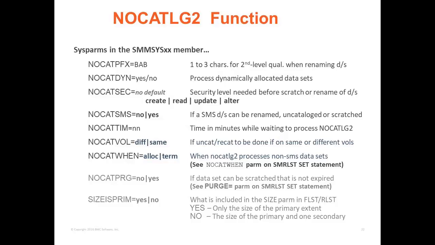No-cat time can be used to extend the time frame of the recovery. Very useful if the system is very busy. No-cat vol determines if the same volume or a different volume should be used for the uncat, recat of a dataset. The other params were discussed in the RList param slide. The RList params can override any global setting.